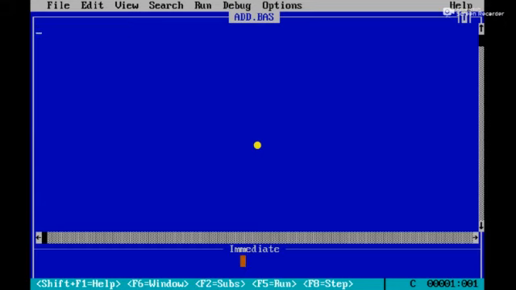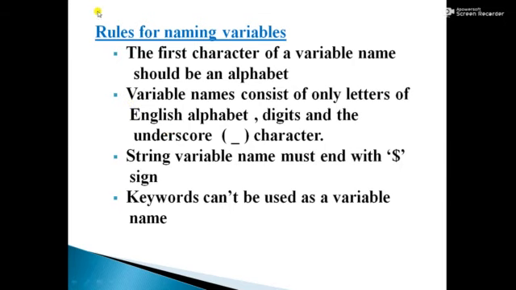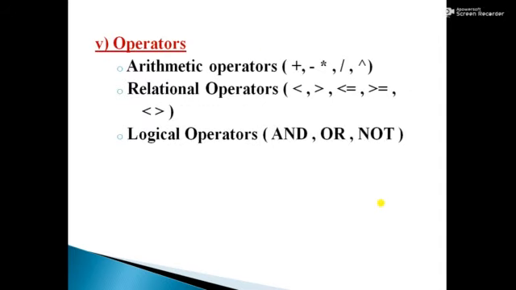So what are the rules we have to follow when declaring a variable? I will show you. See here. The first character of a variable name should be an alphabet. Variable names consist of only letters, digits and underscore. A string variable must end with the dollar sign. Keywords cannot be used as a variable name. So which basic elements have we discussed? Character set, keyword, constant, variable, and rules for declaring variables.